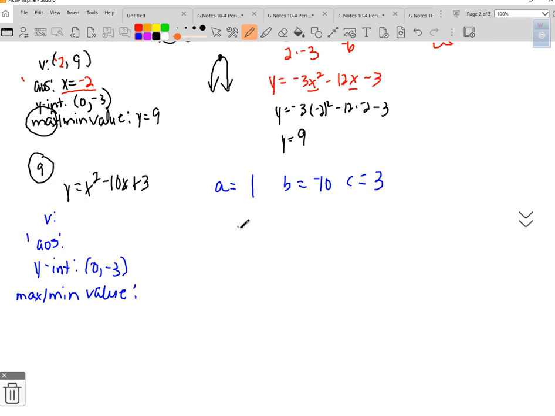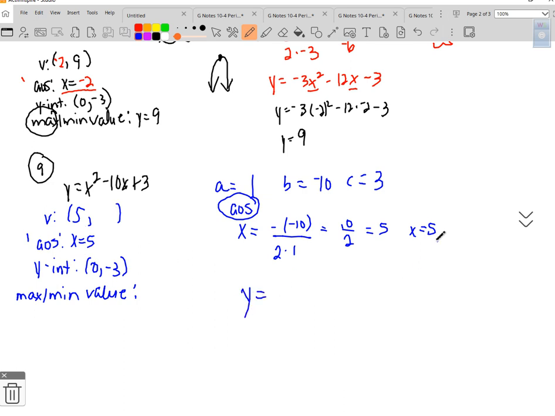We're going to start with our axis of symmetry. The opposite of B, so it's the opposite of negative 10, divided by 2 times A, which is 1. Opposite of negative 10 is positive 10, divided by 2, so x equals 5 is our axis of symmetry. X equals 5. Remember, our vertex is an ordered pair, and that axis of symmetry x is the x for the vertex. To find the y, we plug in 5 in for x.